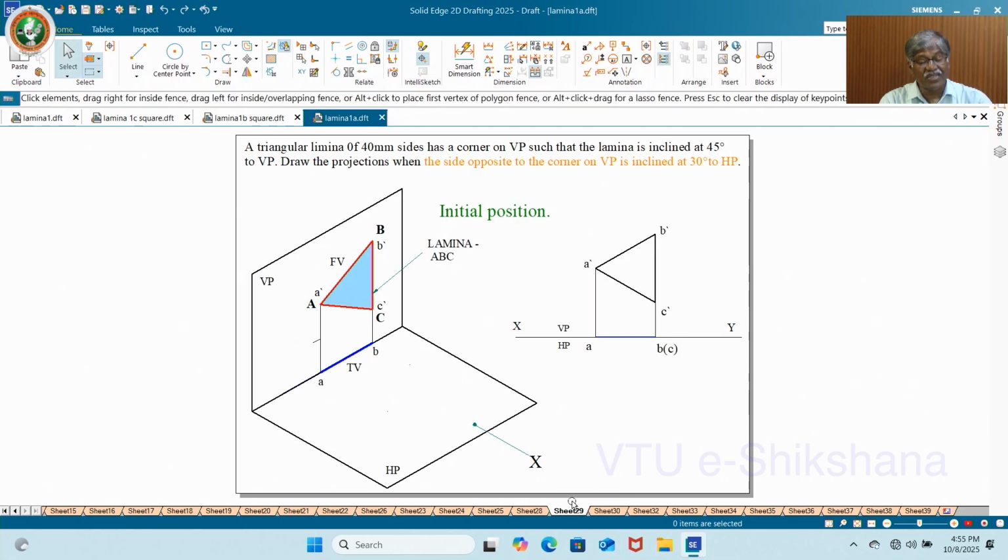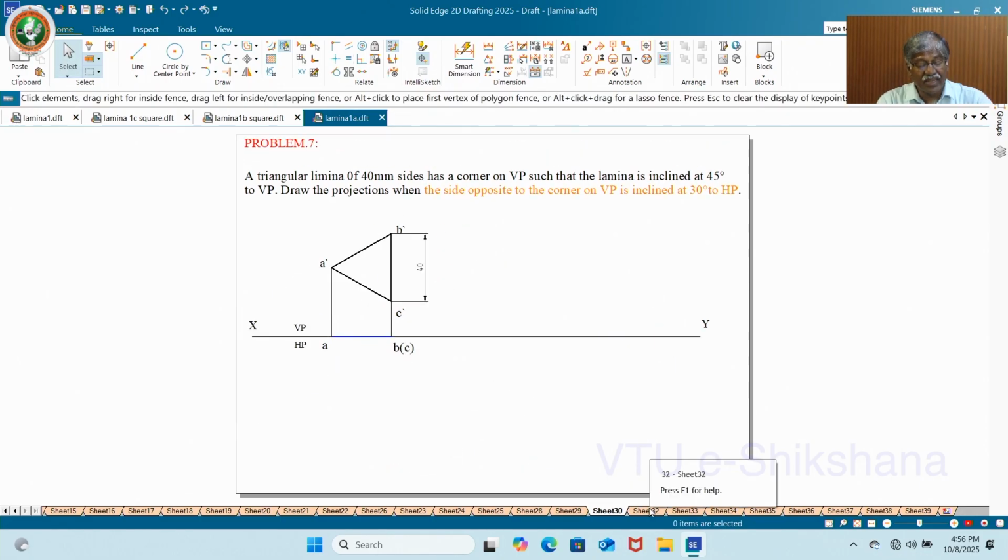Okay. The first problem is the lamina on HP. Now it's lamina on VP. Corner on HP, here corner on VP. The opposite side is the same problem. It is dealt with the same type of thing. See, the median or the perpendicular bisector or diagonal must be parallel to the XY line in this case also.